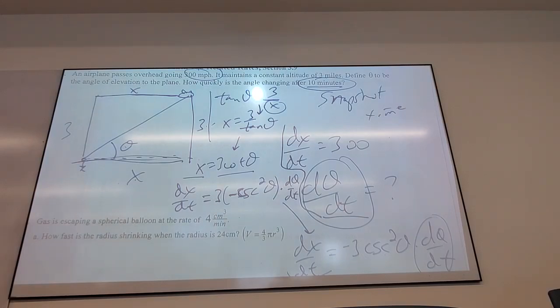So how fast is the plane going? 300 miles an hour for 1/6 of an hour. So how far has it gone? 50 miles, right? 300 miles per hour times 1/6 of an hour. Let me write this down.